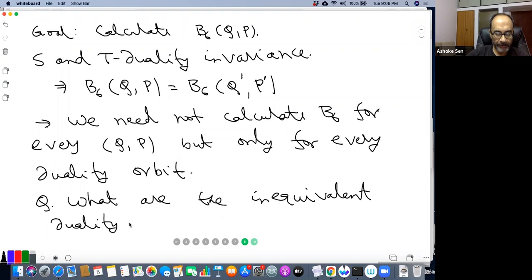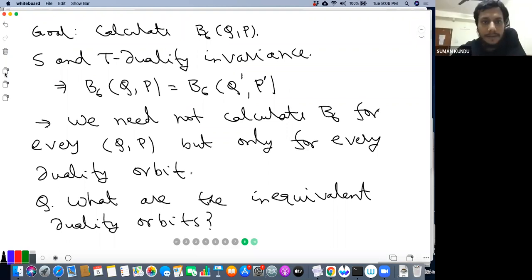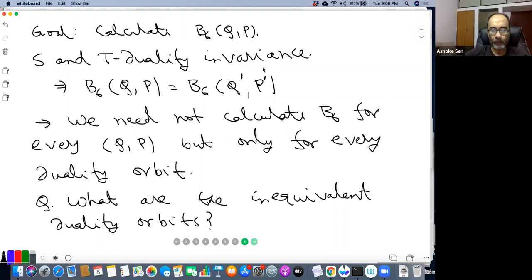Well, it's probably not necessary to say inequivalent, because by definition, different duality orbits are inequivalent. Okay, but this is the idea. We want to classify the duality orbits of this theory. And so, what is the relation between prime and the Q? Oh, these are related by duality.